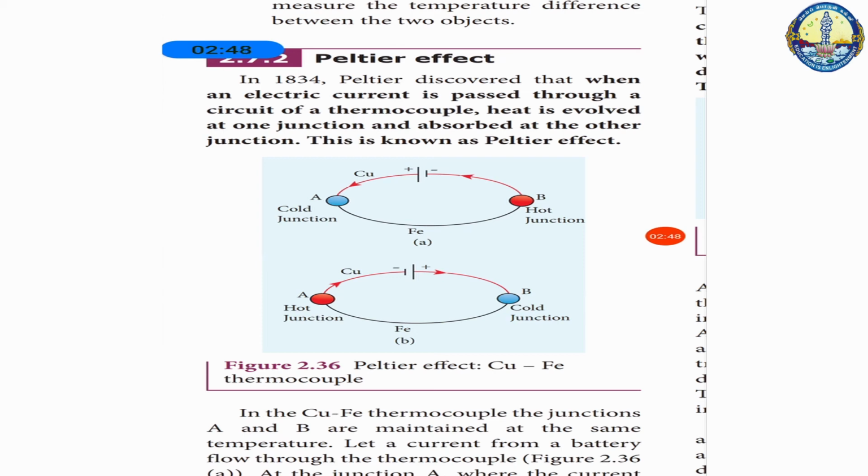At junction A, where the current flows from copper to ferrite, heat is absorbed and junction A becomes cold. At junction B, where the current flows from ferrite to copper, heat is liberated and it becomes hot. When the direction of current is reversed, junction A gets heated and junction B gets cooled, as shown in this figure. Hence the Peltier effect is reversible.